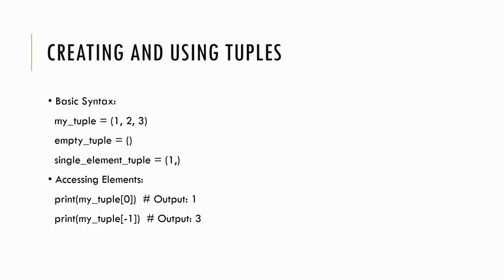You can access elements of a tuple using indexing, just like lists. Remember, indexing starts from 0. For instance, my_tuple[0] will return 1. Negative indexing allows you to access elements from the end, like my_tuple[-1] will return 3.